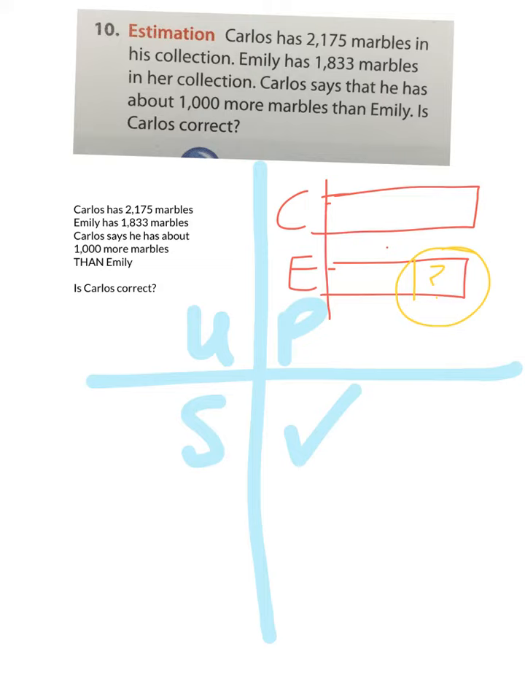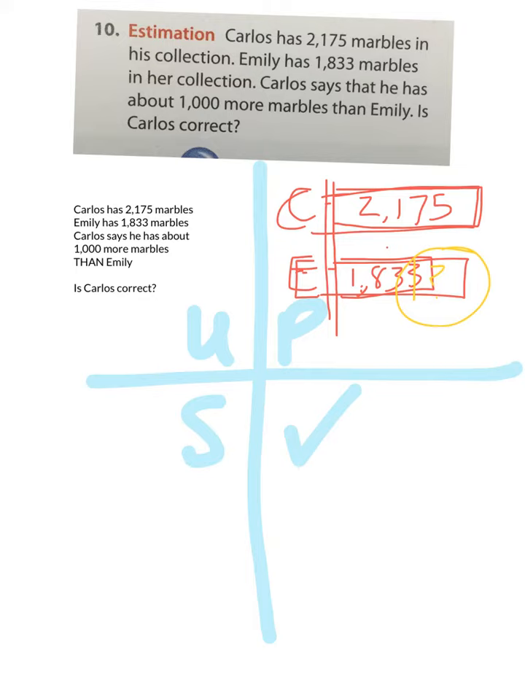So in this case, I'm going to go ahead and draw my strip diagram. I use this strip diagram to show that Carlos has more, he's on top, and then I have Emily on bottom, and there's just a missing piece in between 1,833 and up top 2,175. I know in order to find that missing piece, I need to subtract. But in order to do that, since I'm using the word about, I need to round the numbers first. This is just my picture representation.